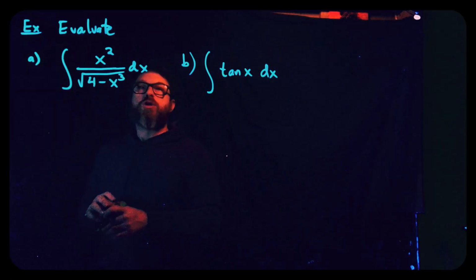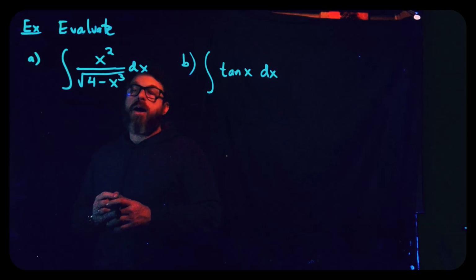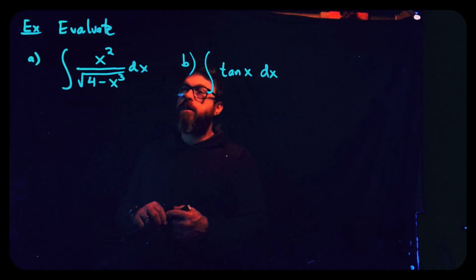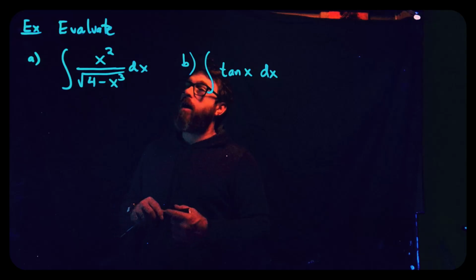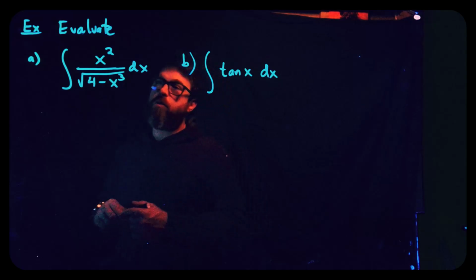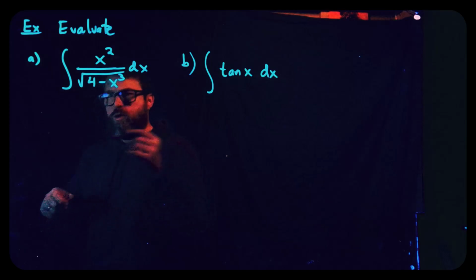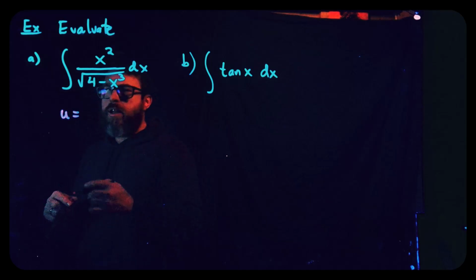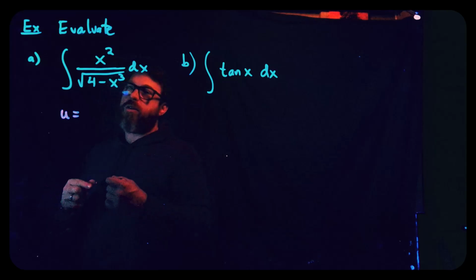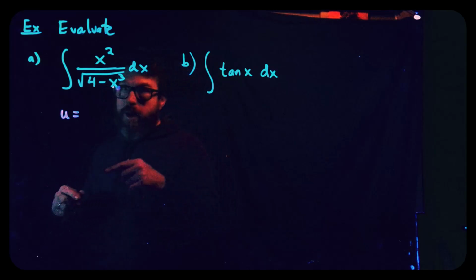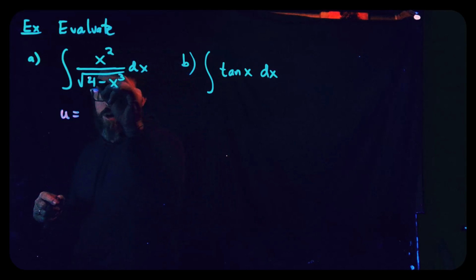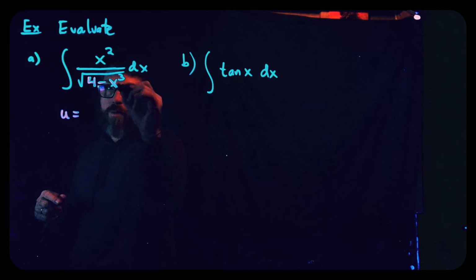So we're going to evaluate these two functions. I need to find really the function that's being composed. So I have a function inside of a function here, and what we're trying to do is find a u that also has a du in here. It's kind of its derivative. So what I can see is that the square root is being composed with this 4 minus x cubed. So u is 4 minus x cubed.